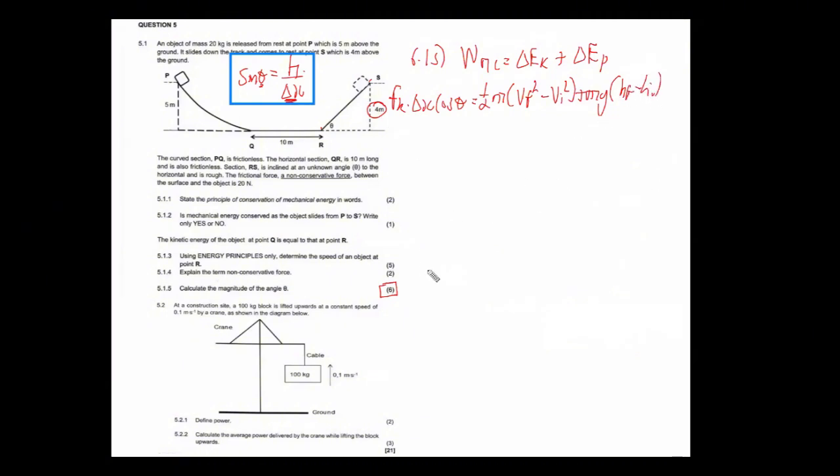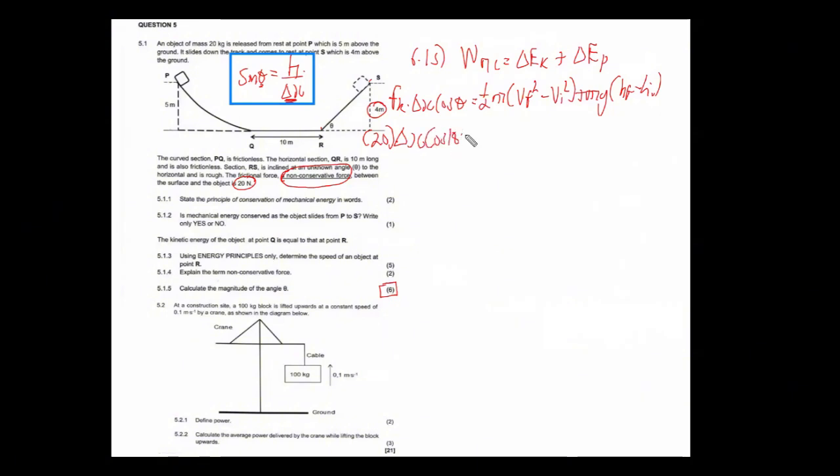Now plug and play. Let's substitute. Remember, we are told that the frictional force, the non-conservative force between the surface and the object, is 20 Newton. Note, a non-conservative force is also a hint from the examiner that we should use non-conservative forces, because we've been speaking about that, which is only frictional force in this case. Then, okay, we have the 20 and then our displacement. That's what we are looking for. Before we can find the angle, we need to find the displacement.